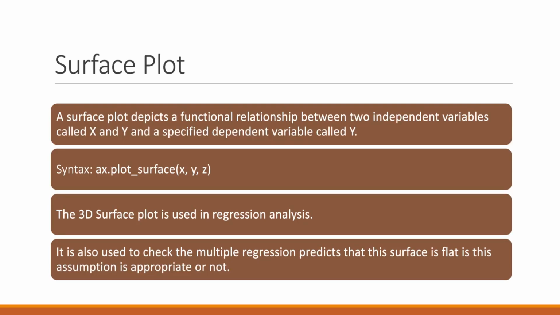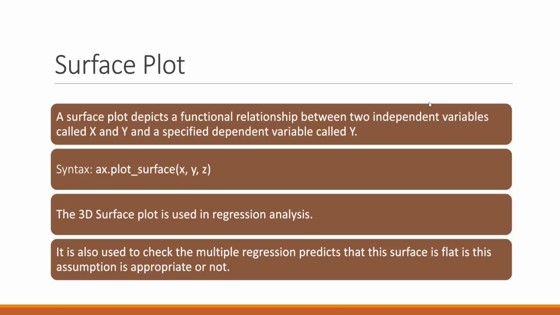So the syntax to create this plot is axis dot plot underscore surface and in parentheses we pass three different arguments x, y and z. As we are working on the 3D plots, it is necessary to have three coordinates. So now we will discuss some application of this surface plot. The 3D surface plot is used in regression analysis and it is also used to check the multiple regression predicts that if the surface is flat, is this assumption appropriate or not.